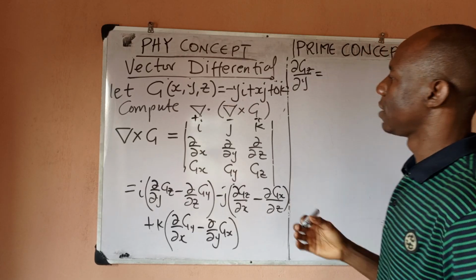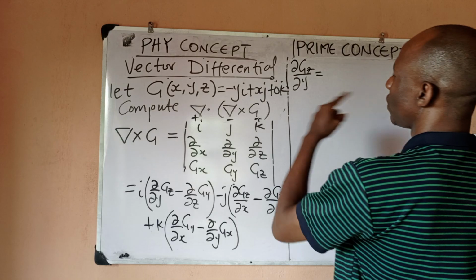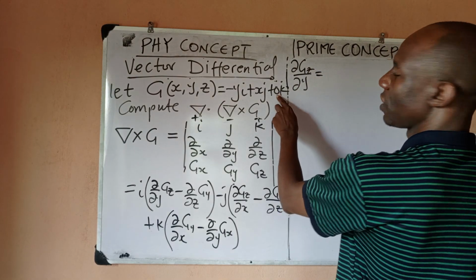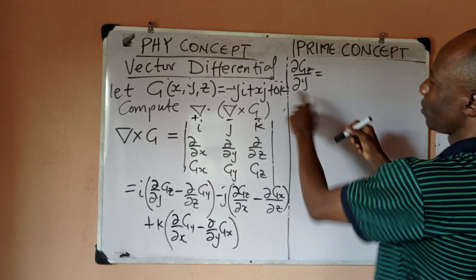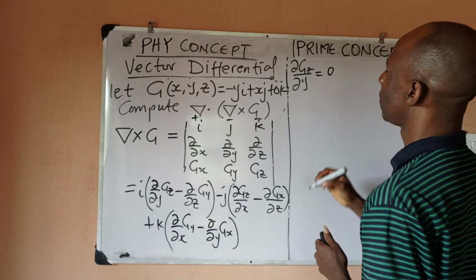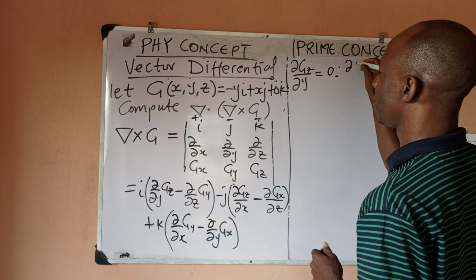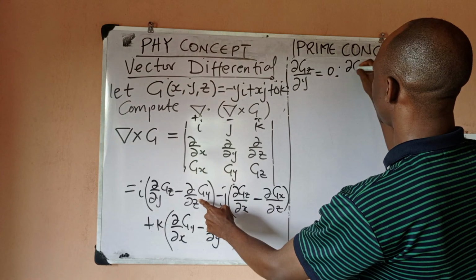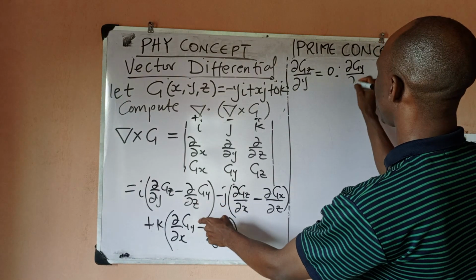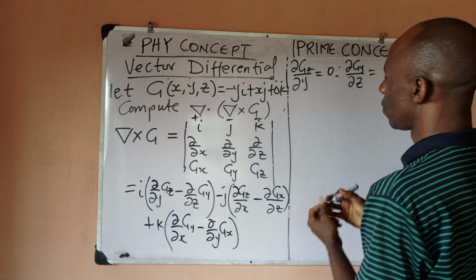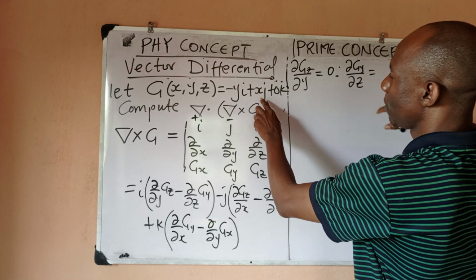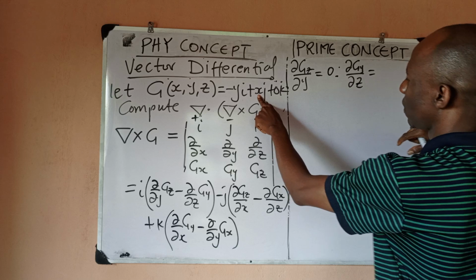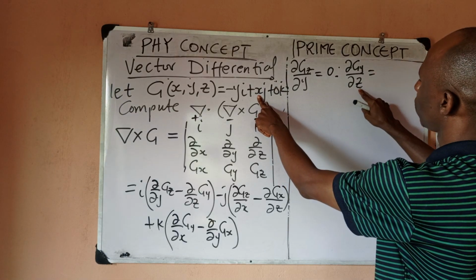So to find this, it means I'm differentiating g of z. G of z is the part that is associated with k. So, and you see it's 0. So it means that this is 0. So secondly, I'll have to differentiate d of gy with respect to z. So I'll look for gy. Gy is the part associated with j, which is this. And I'm differentiating it with respect to z.